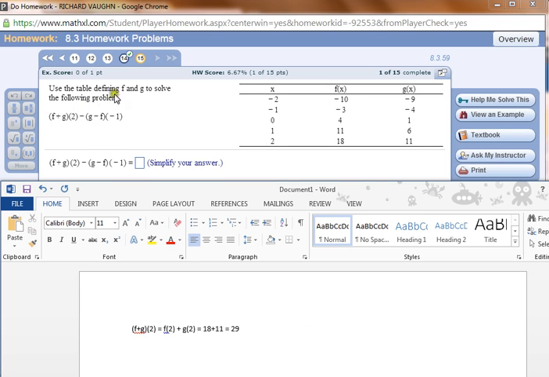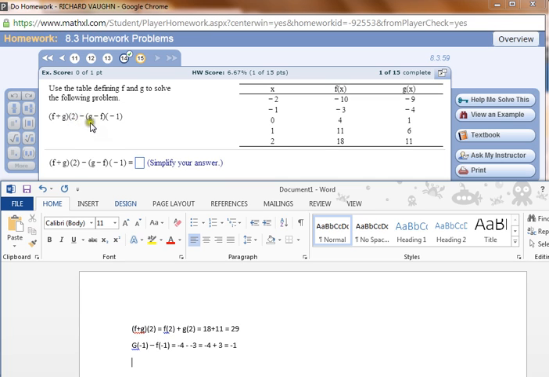Okay, now I'm going to do the second part of this, g minus f evaluated at minus 1. So I want to take g evaluated at minus 1 and then minus f evaluated at minus 1. So the g function at minus 1 is negative 4 minus the f function at minus 1, which is negative 3. Negative 4 minus negative 3 is negative 4 plus 3, which is negative 1.